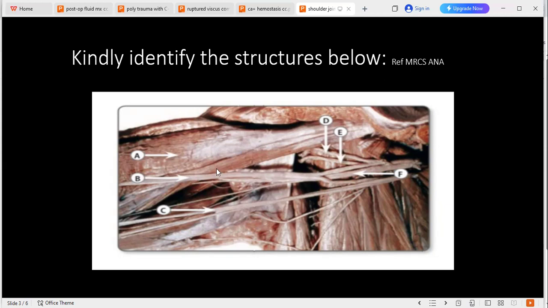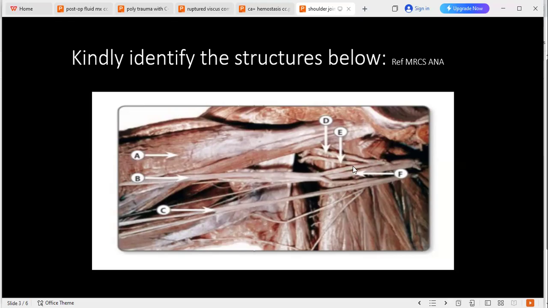Please identify the structures. A is the long head of biceps. Okay. B, please. B is the median nerve. C, please. Ulnar nerve. D, E and F, quickly, please tell me.